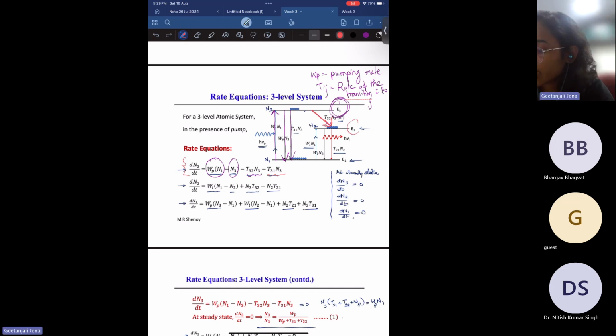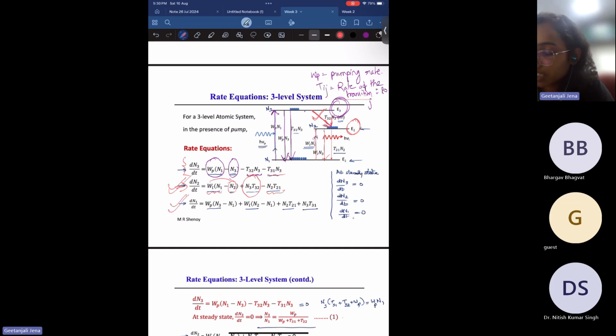For the 2nd level, the population will increase through the process T32 N3, and it will decrease by spontaneous emission as well as stimulated emission. Spontaneous emission is N2 T21, and the stimulated emission is W_L N2, from 2 to 1. The stimulated absorption from 1 to 2 will increase the population, so that's why we have a positive W_L N1 here. This is how the population of the N2 level is changing with respect to time.